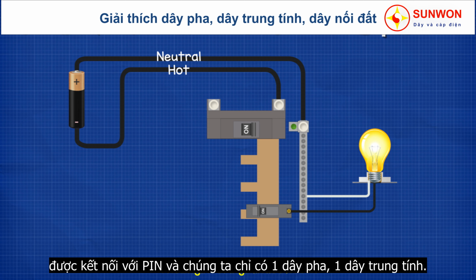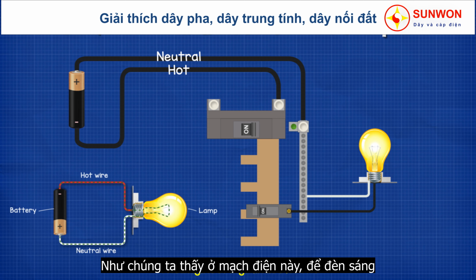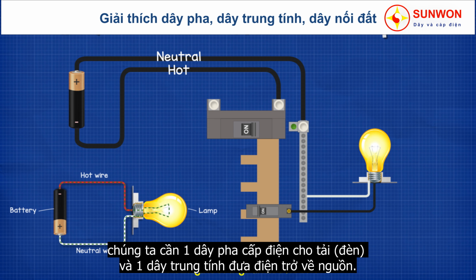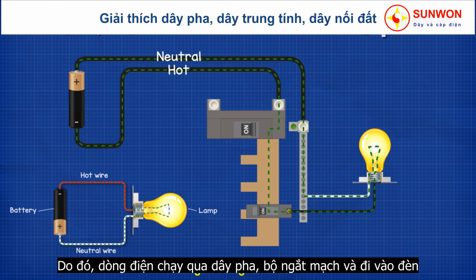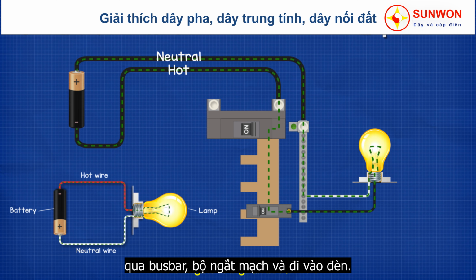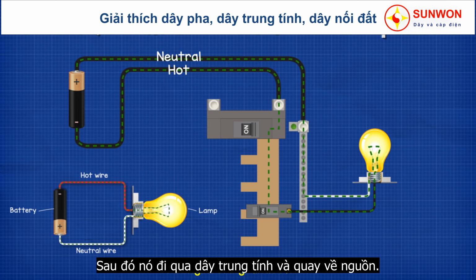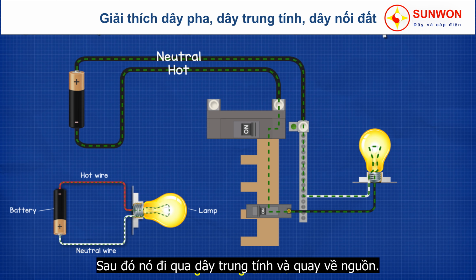Now imagine for a second that the home's electrical system is connected to a battery and we have just one hot wire and a neutral wire. As we saw with a simple circuit, for the light to turn on, we need a hot wire to supply the current to the load, and we need the neutral wire to return the current to the source. Electricity therefore flows through the hot, through the bus bar and the circuit breaker and into the light. It then travels back through the neutral and over to its electrical source.